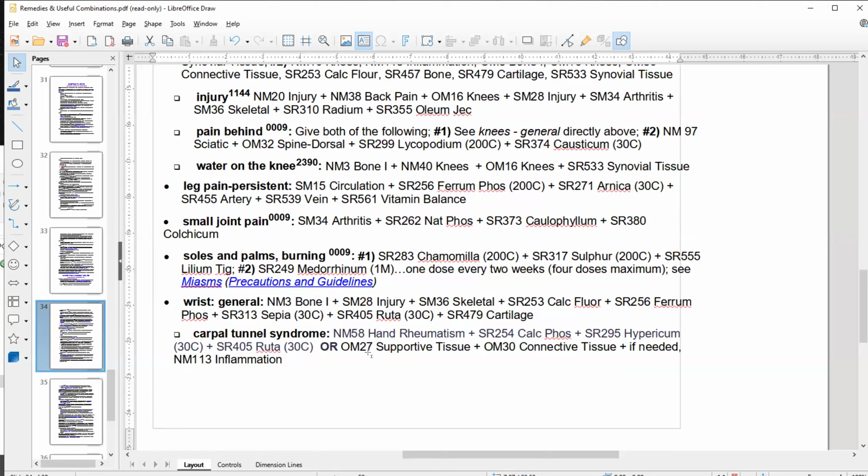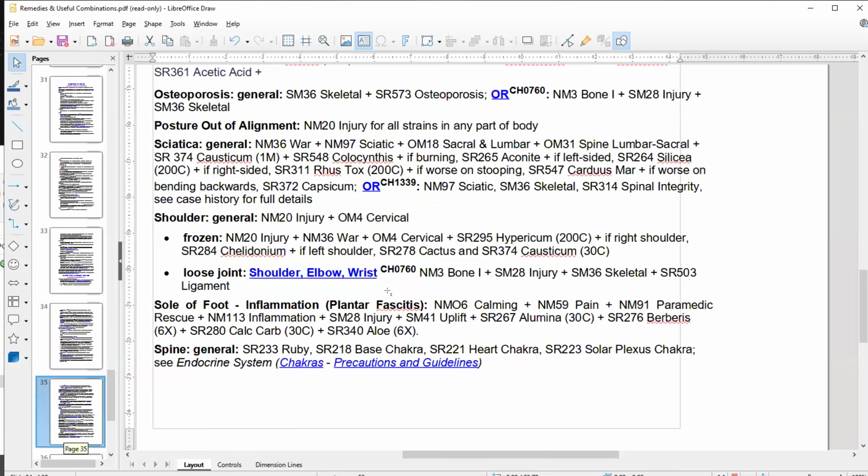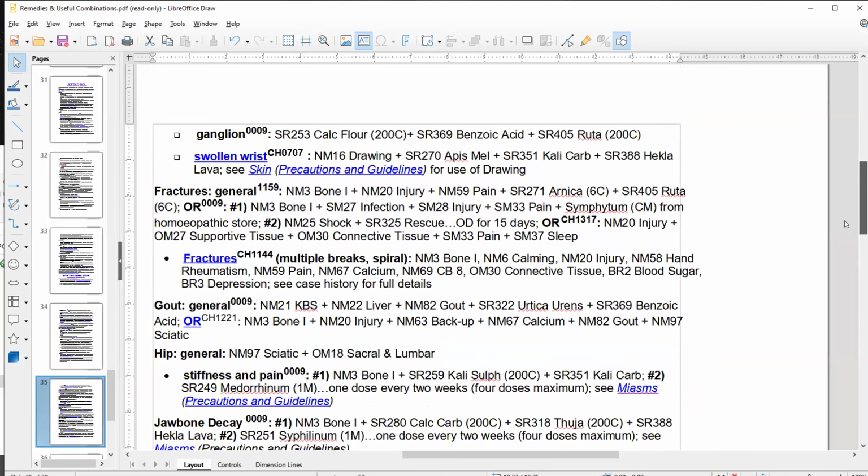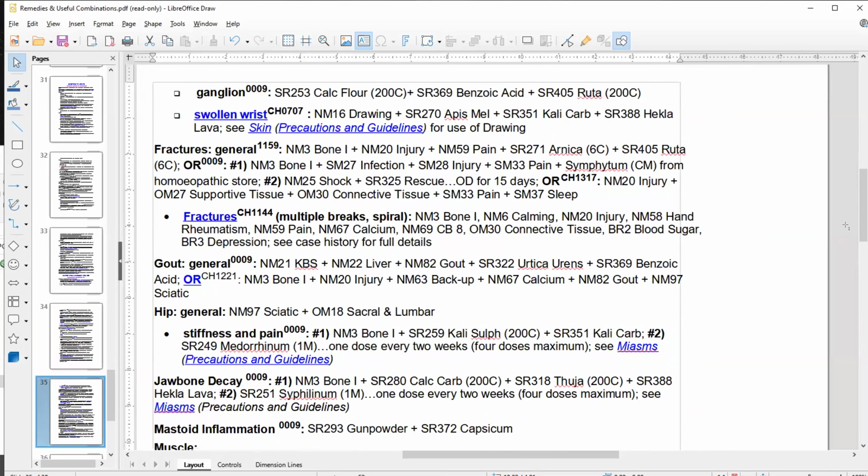For that, what is suggested here: hand rheumatism, calcium phosphate, hypericum, because the nerve is also involved here, and ruta. We saw those in the list of remedies, and supportive tissue, connective tissue, if needed, inflammation. If it is red and painful, you can add the inflammation also. Okay. Then ganglion is a word. Extreme means excess growth of any bone. For that, what all is used, and it will be very painful.